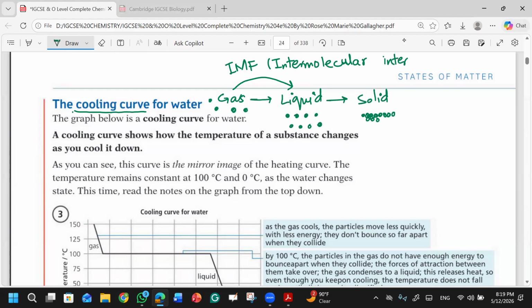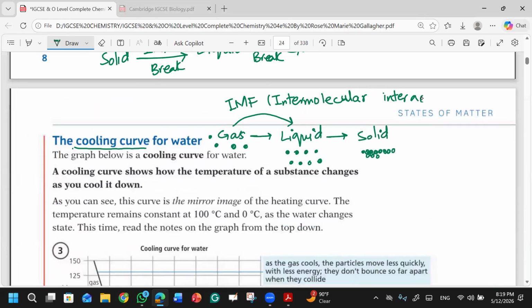But how do we increase them? How did we break them in the heating curve? By giving heat. So what will happen in the opposite? By decreasing the temperature. Simply, cooling means you are decreasing the temperature, you are lowering it. So in this, we will decrease the temperature. This is the exact opposite of the heating curve. That is what is known as the cooling curve.